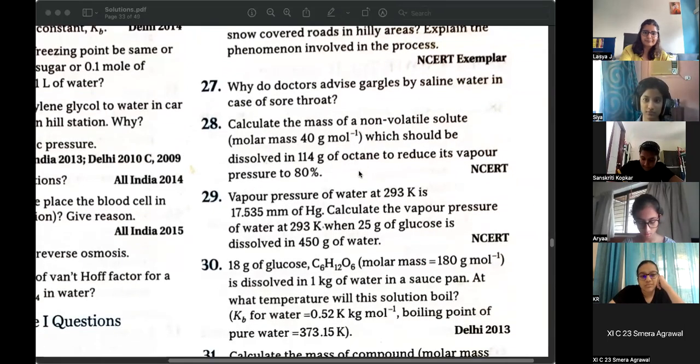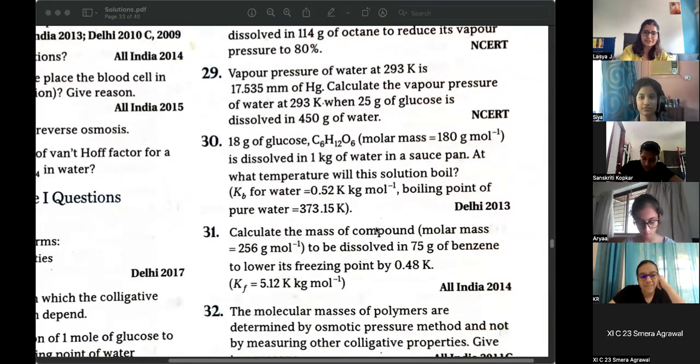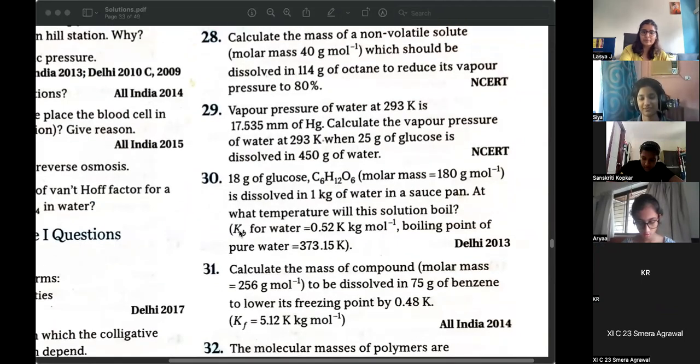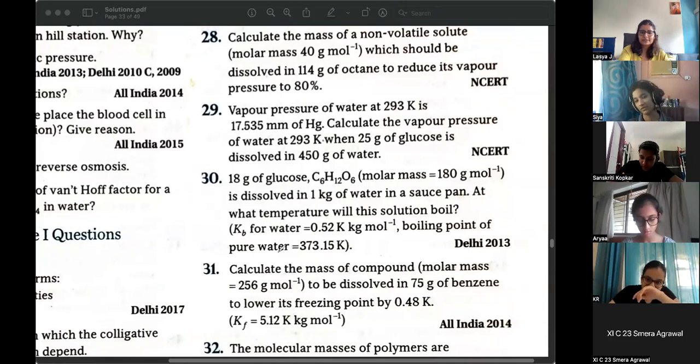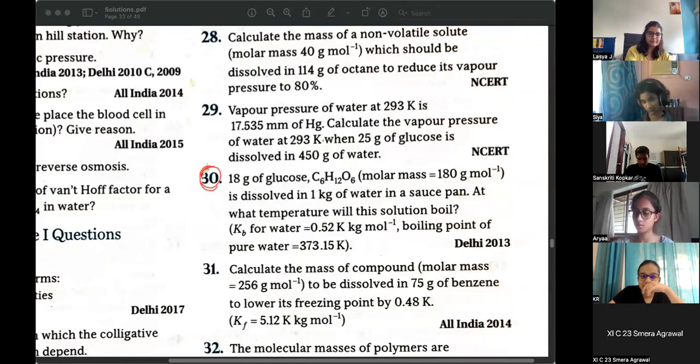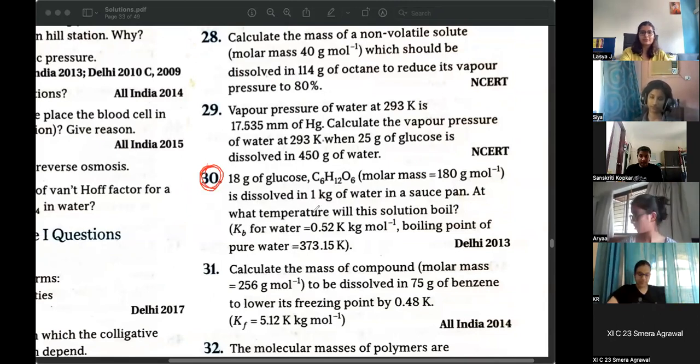Okay. Vapor pressure and all is finished. Is boiling point not done yet? Okay. Same question as before, but a different situation in this. So 18 grams of glucose is dissolved in 1 kg of water in a saucepan. At what temperature will the solution boil, given everything here?